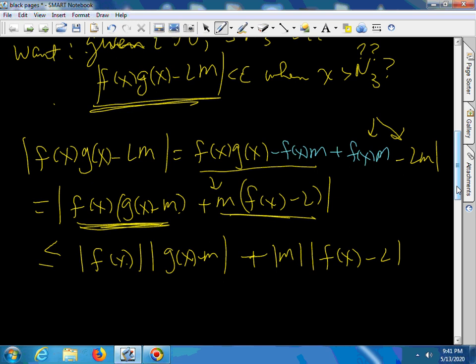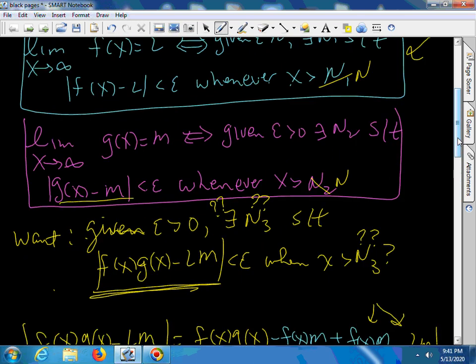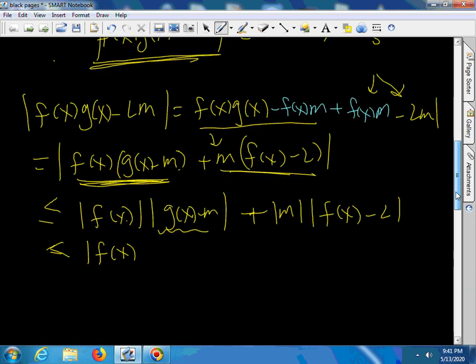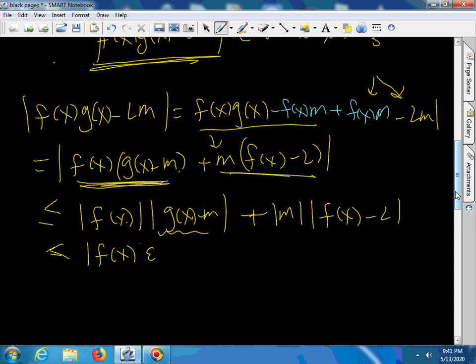And now, some of this stuff I know. This is less than the absolute value of f(x) times g(x) minus M. Look at that, I know it's less than epsilon whenever x is bigger than N. So epsilon plus the absolute value of M times f(x) minus L. But I know as well, this here is less than epsilon whenever x is bigger than capital N.